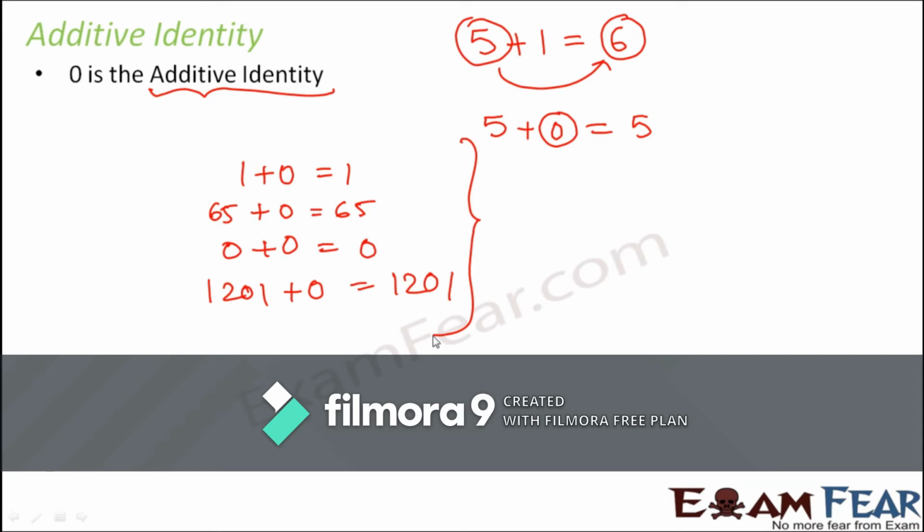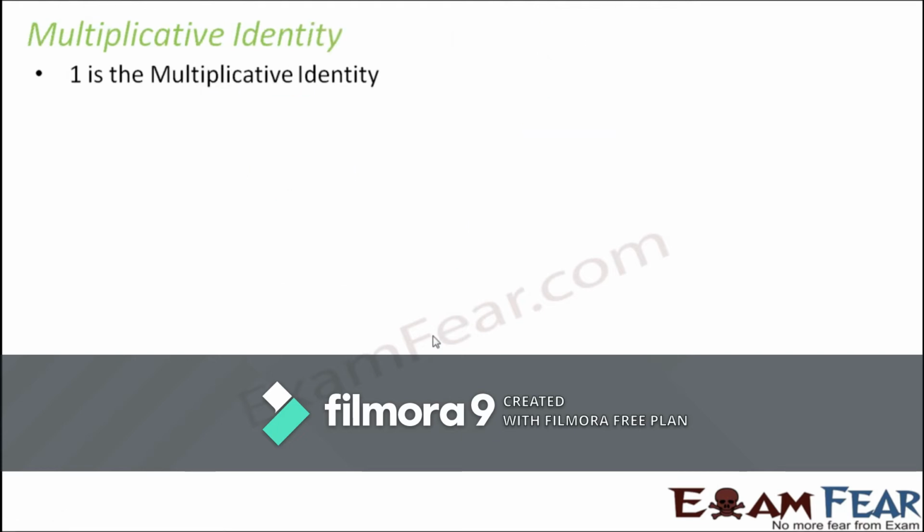But there is a very special role that 0 plays in multiplication. What happens when 0 is multiplied to any number? The result is always 0. That means the number completely loses its identity. So in addition, it keeps the number as it is, and in multiplication, it makes the number 0. So please remember that 0 is additive identity and not at all multiplicative identity. Right? So that's additive identity.